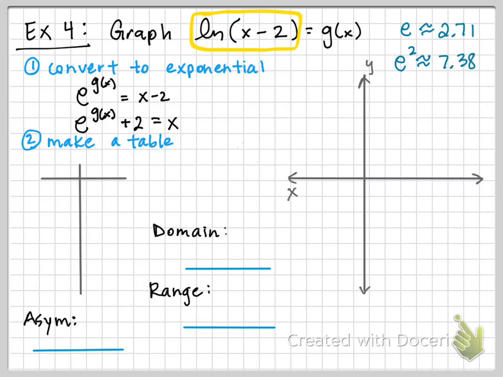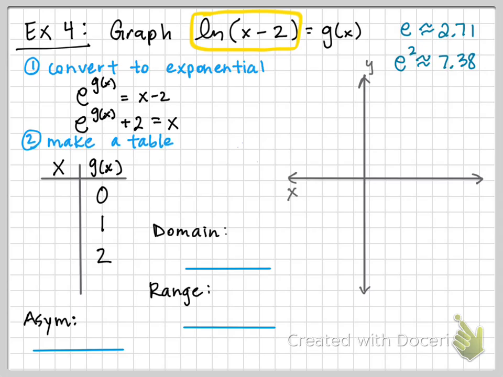Then when we set up our table, notice your exponent. Does your exponent have anything other than just g of x? If it does, you might want to alter the table. Since ours does not, I'm going to say 0, 1, and 2 is my friend.